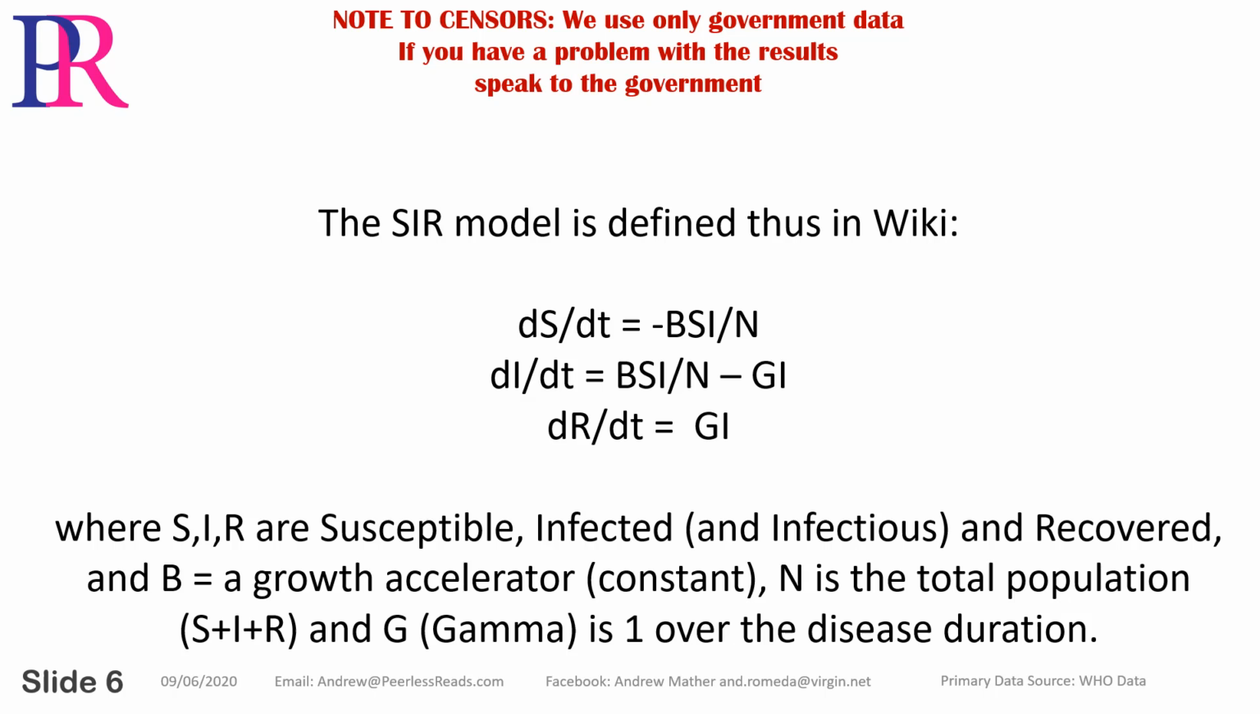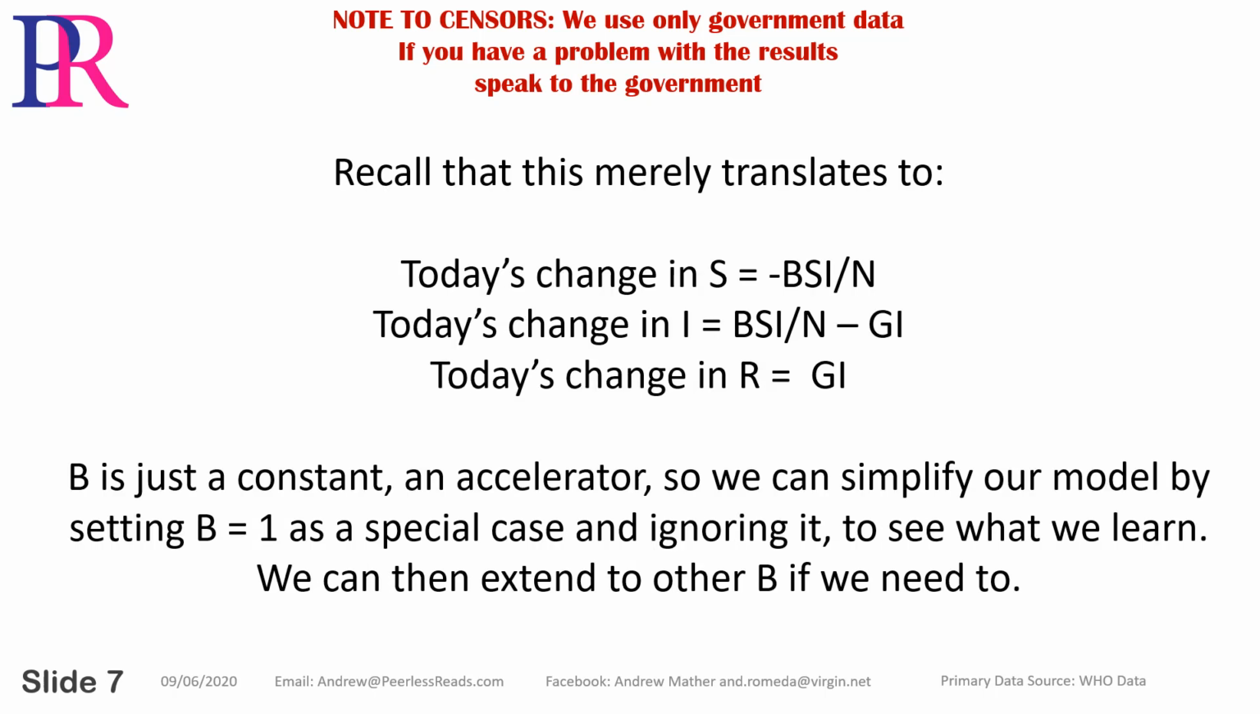dS/dt equals minus bSI over N, dI/dt equals bSI over N minus gI, dR/dt equals gI, where S, I, R are susceptible, infected and infectious, and recovered, and b equals a growth accelerator constant, N is the total population, S plus I plus R, and g equals gamma is 1 over the disease duration. Recall that this merely translates to today's change in S is minus bSI over N, today's change in I equals bSI over N minus gI, today's change in R equals gI.